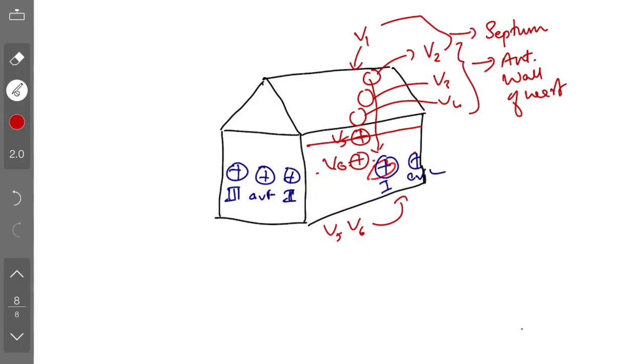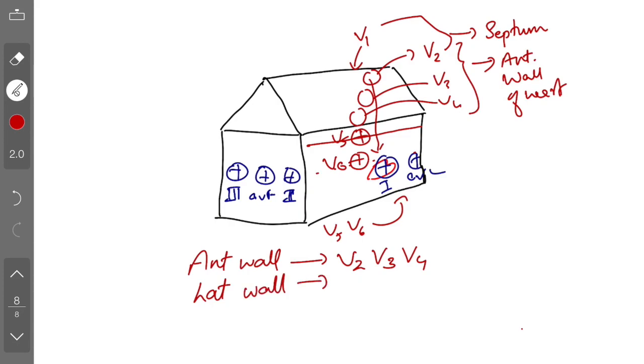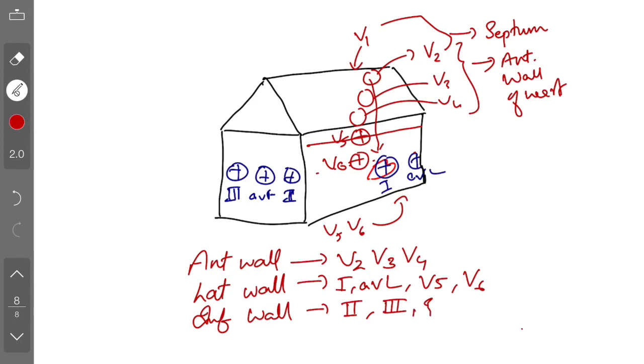Is that clear? So at the end of the day, we need to know only 3 walls. That is the anterior wall, which is represented by V2, V3, V4. The lateral wall, which is represented by 1, AVL, V5, V6, and the inferior wall, represented by 2, 3, and AVF. That's it.